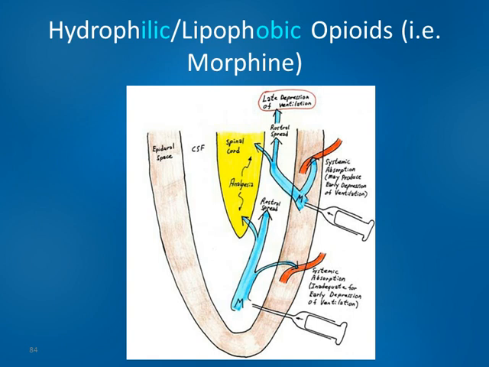6,000. Right. So I'm traveling very slowly up that space. So now you can understand why you write those post-op orders, Q1 to Q2 hour respiratory checks times 12 hours, right? Because you're worried about that slow rostral spread of this hydrophilic substance up to the respiratory centers. All right?